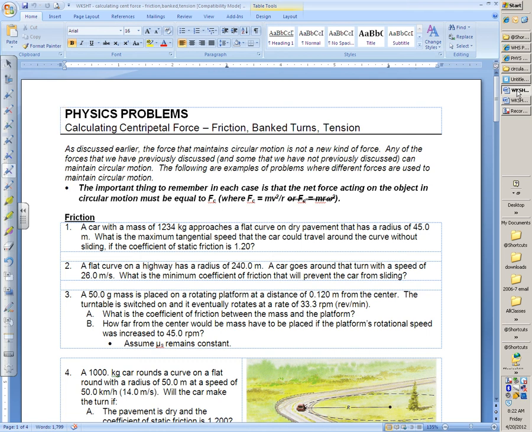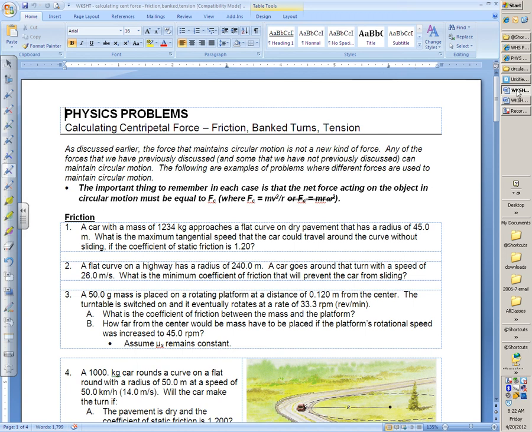not a new kind of force. We used, either successfully or unsuccessfully, the whole James Bond analogy that centripetal force is like a role that needs to be played, and something has to fill that role. So any of the forces that we've previously discussed in class, and some that we haven't, can be used to maintain circular motion. It can be friction, tension, or gravity. Any one of these forces can act as centripetal force as long as it's acting correctly on the object moving in a circle.